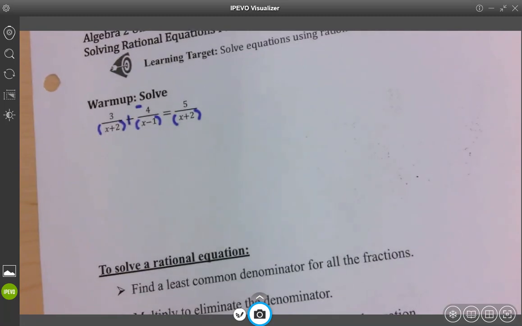Okay, so now we have to multiply each fraction by what it's missing in its denominator. So the denominator is going to need to have x plus 2 and x minus 1 in it.